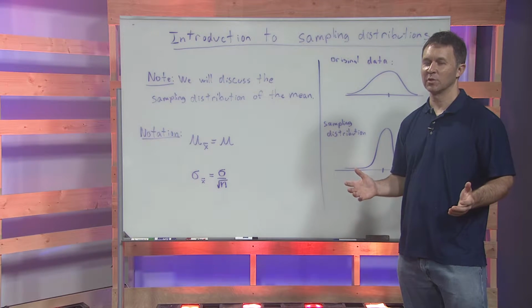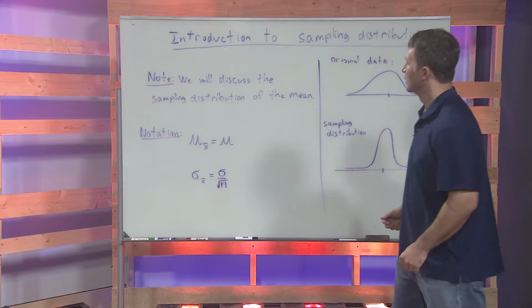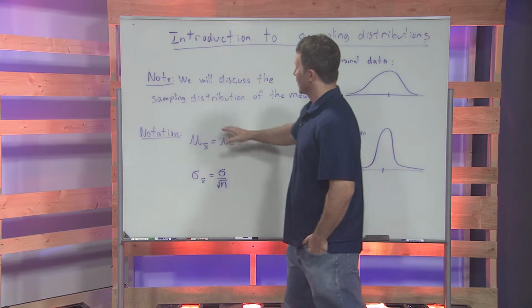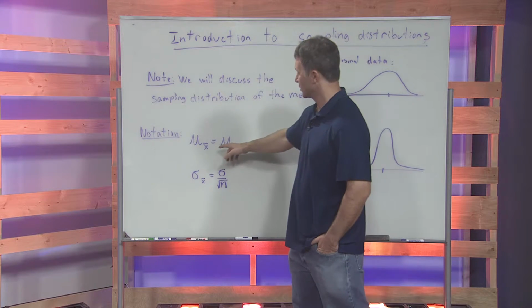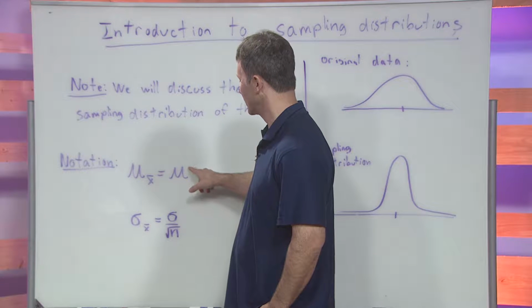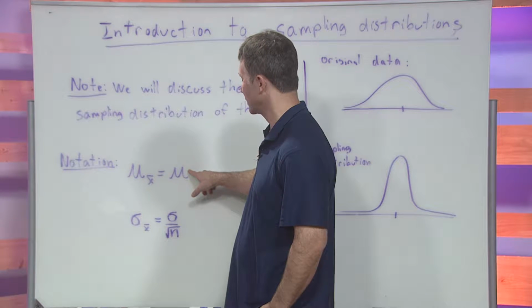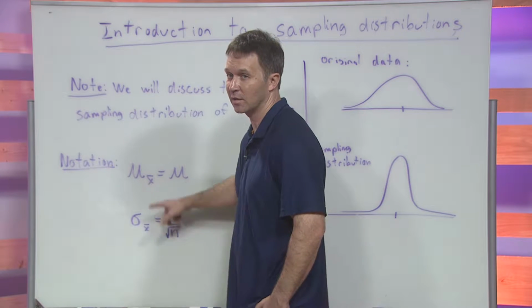Okay, in this example, we're talking about the sampling distribution of the mean. It's just a brief introduction, and here's some notation. Mu sub x bar is equal to the original mean, the original mean of the original data. And the notation is mu with a subscript of x bar.